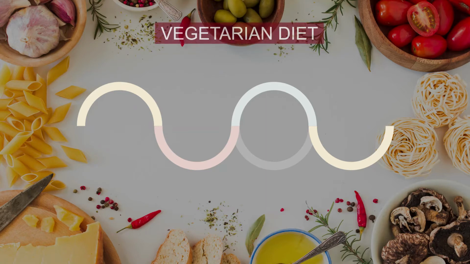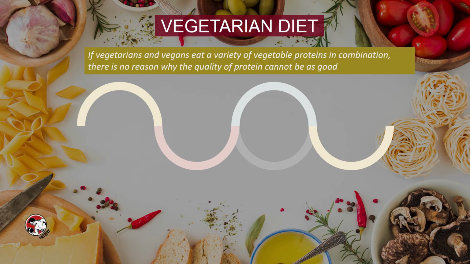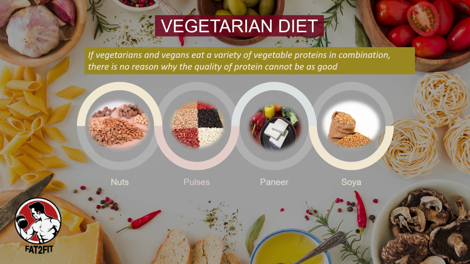Thus, if vegetarians and vegans eat a variety of vegetable proteins in combination, there is no reason why the quality of protein cannot be as good in the diet as one comprising meat, milk, fish, eggs or other foods that contain animal protein. Good sources of plant protein include pulses, nuts, paneer, quinoa, mycoproteins, and soya. There are also small amounts in grains.